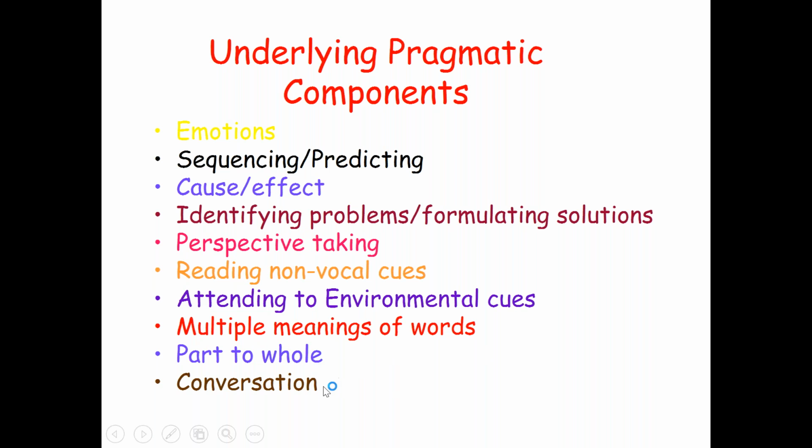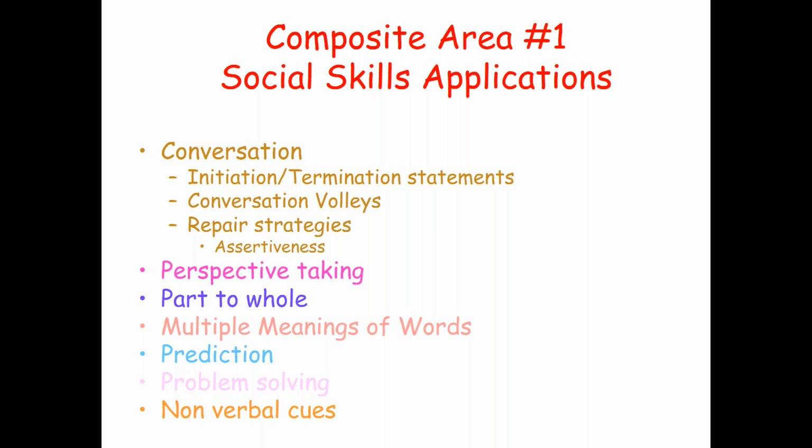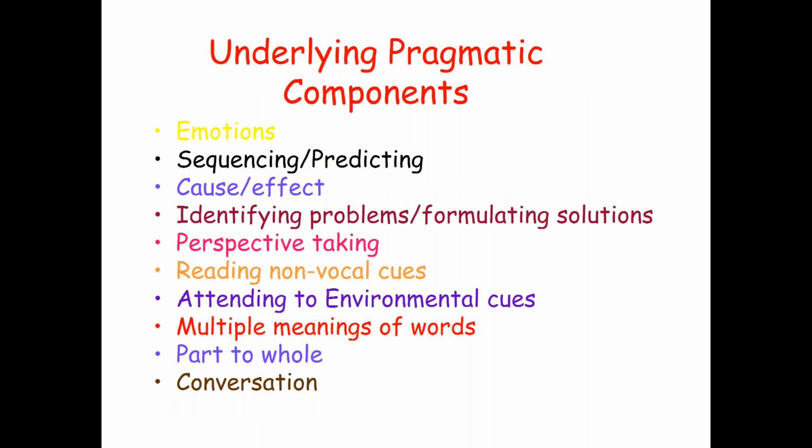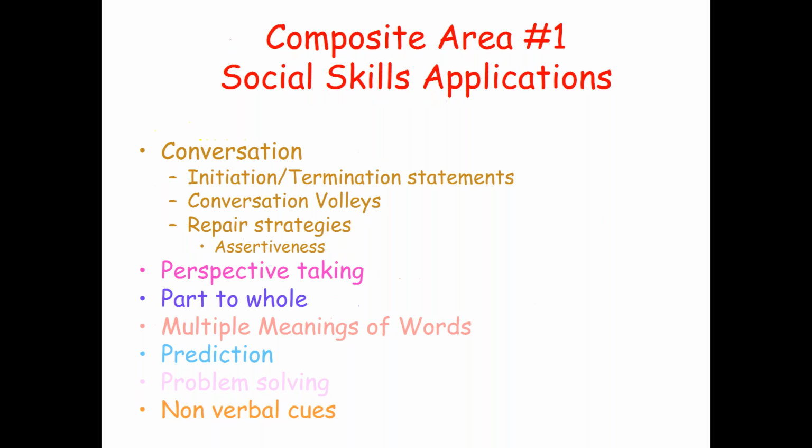Part to whole, and conversation in and of itself is a pragmatic component. So if you look at taking those pragmatic component skills and applying them to the first composite area, which is social skills application, these are color coded for a reason, because I want you to see the color coding with respect to the composite skill. So the component skill of conversation.